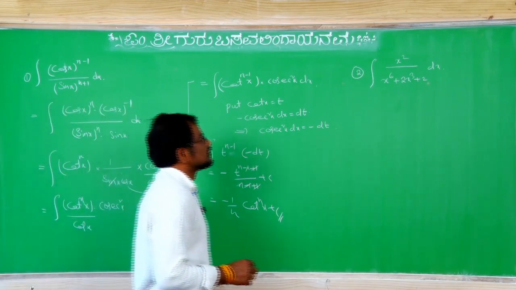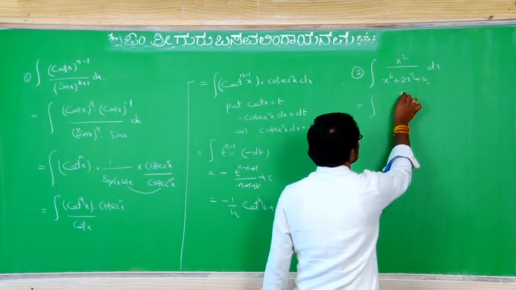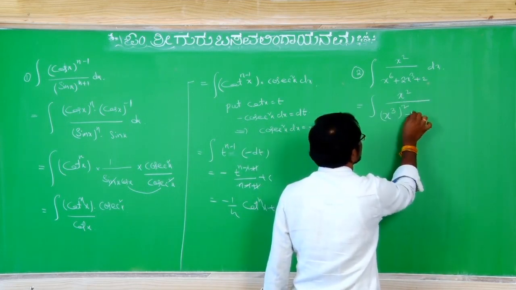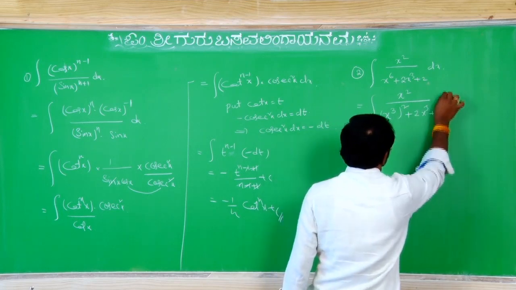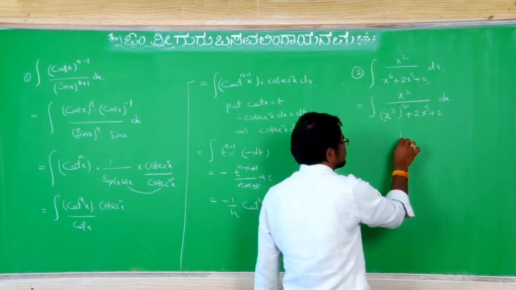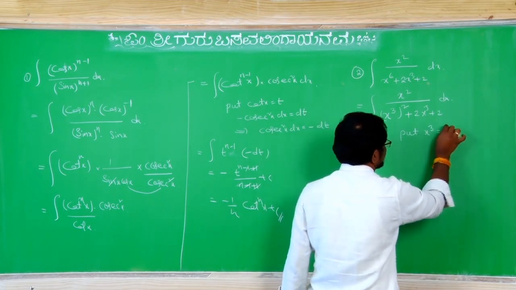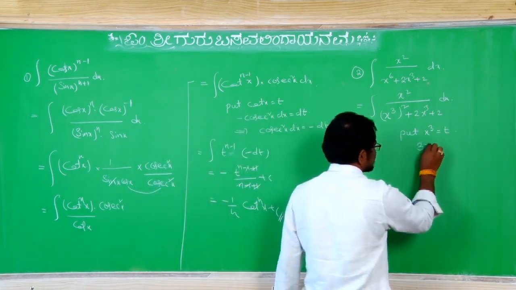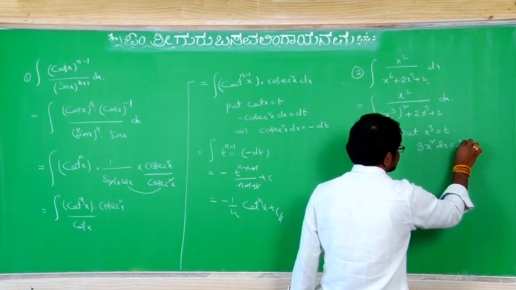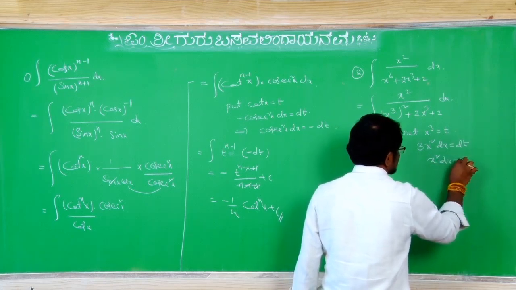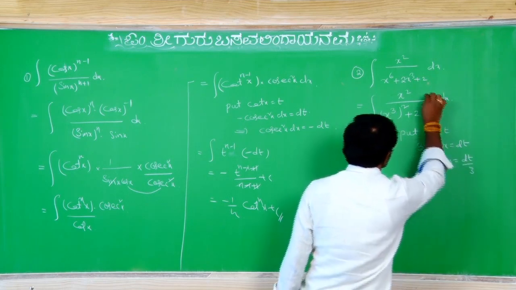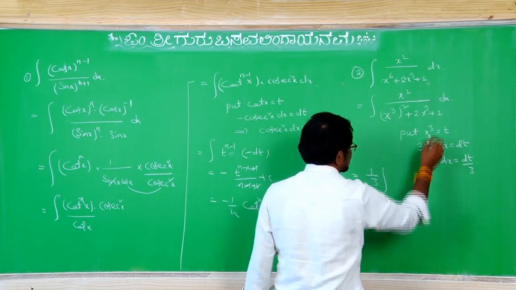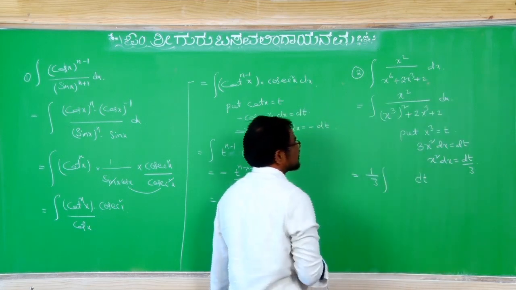How to do it? Once you see, this can be written as x square by (x cubed) whole square plus 2x cube plus 2 into dx. Here, substitute x cube equal to t. Differentiating with respect to x on both sides, 3x square dx equal to dt. x square dx equal to dt by 3. Substitute here, that is equal to 1 by 3 integration of, x square dx is dt by 3, so dt, 1 by 3 already taken.